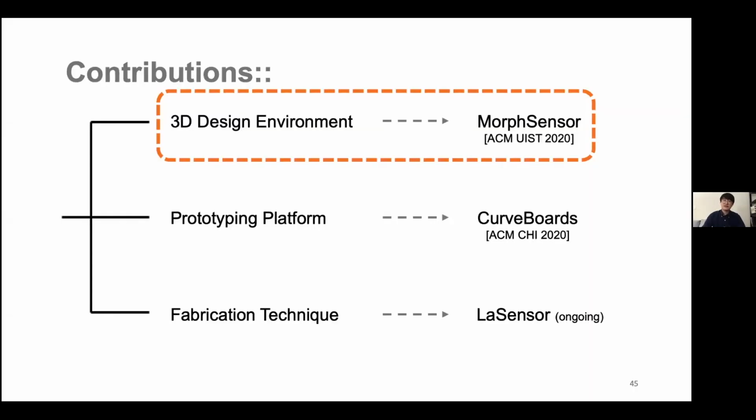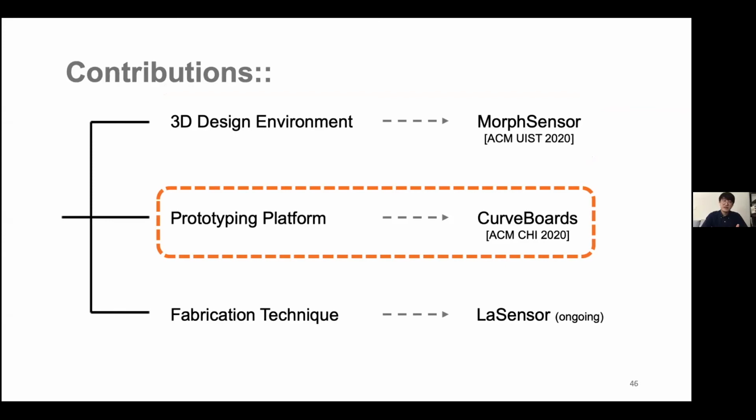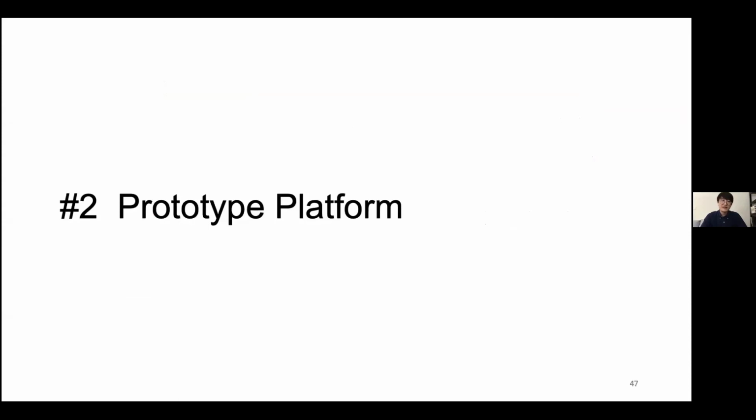Well, that is the Morph Sensor 3D design environment for object form and electronic functions. However, this will be perfect for when you know what functions you are prototyping. But what if you are not even deciding on the functions? That will lead to a prototyping platform. And this, for me, leads to the CurveBoards. Let's look at the prototyping platform.